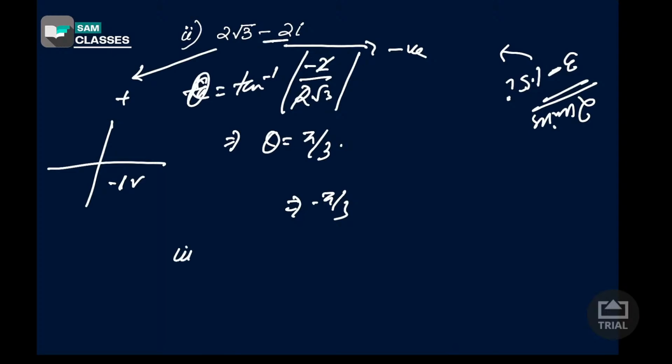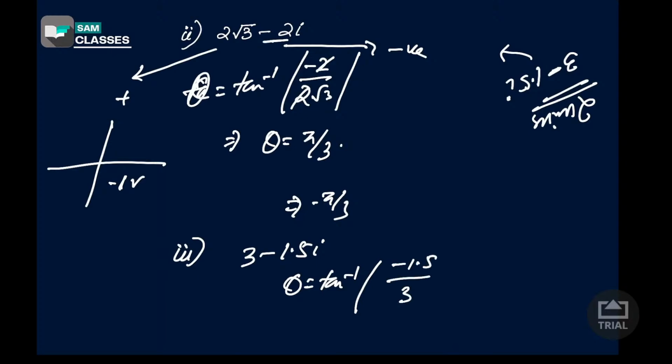The other one, 3 minus 1.5 i. So theta is equal to tan inverse of 1.5 by 3. So that is equal to 1 by 2. Do we get any value of half in tan inverse? So here it will be difficult. We'll just change the value.